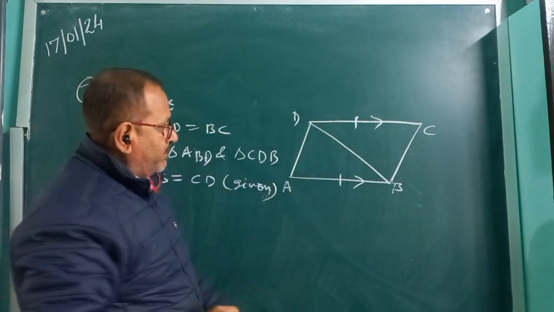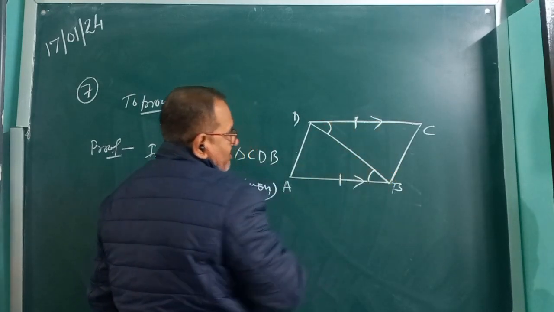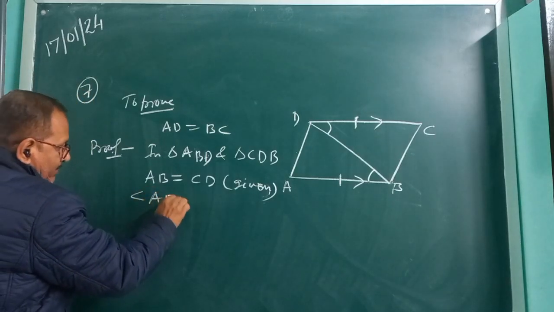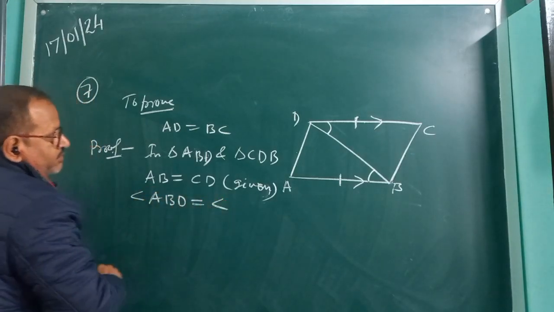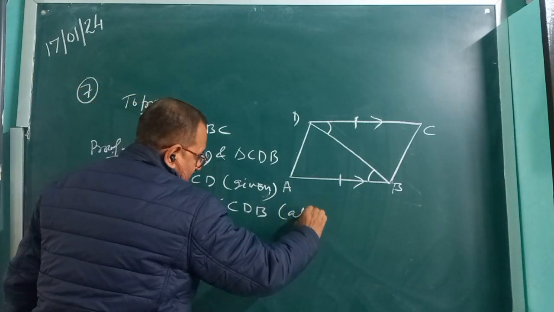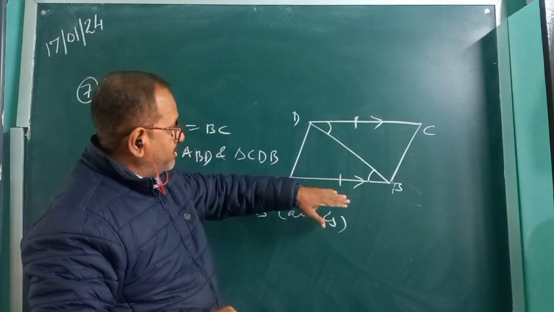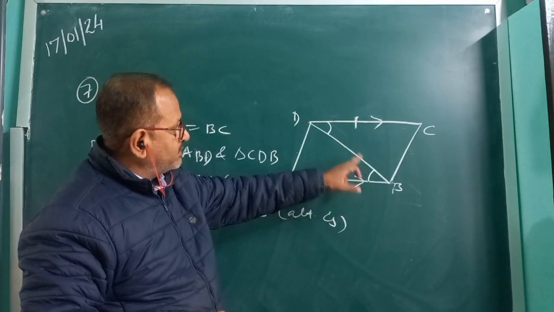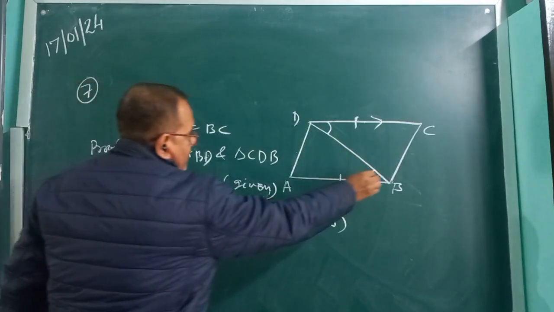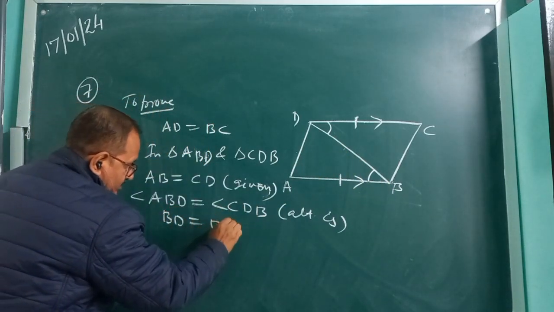AB and CD are equal. These two sides are parallel, so these two angles will be equal, alternate angles. Write angle ABD is equal to angle CDB, alternate angles. AB and CD are parallel, BD is a transversal, these two angles are alternate angles, they are equal. And BD is equal to BD, common side.